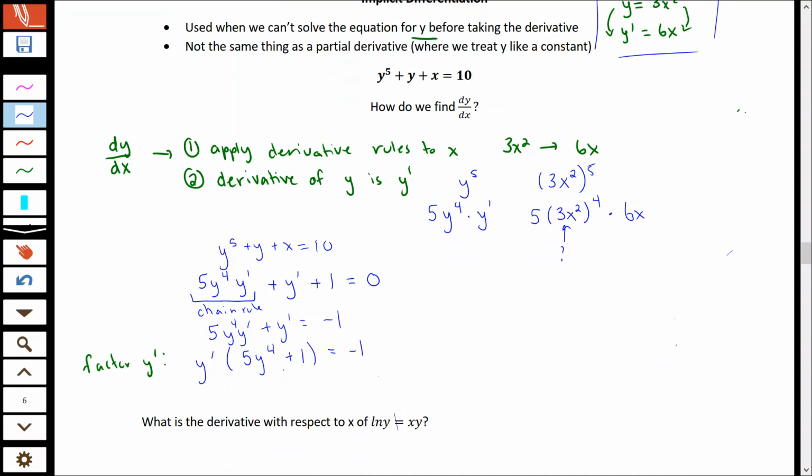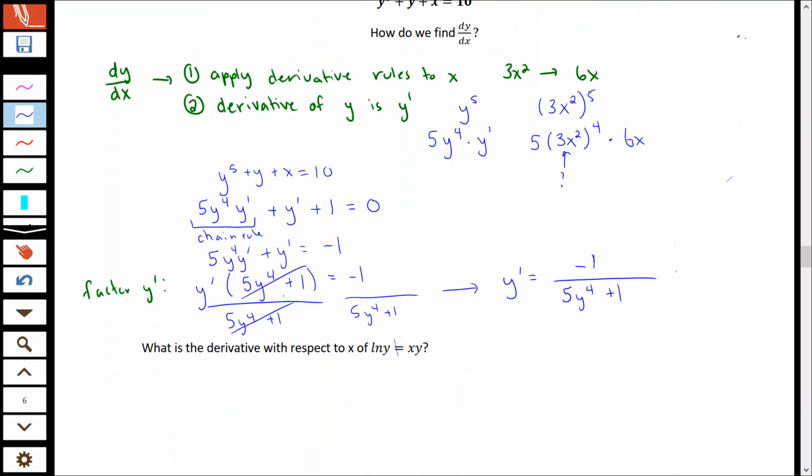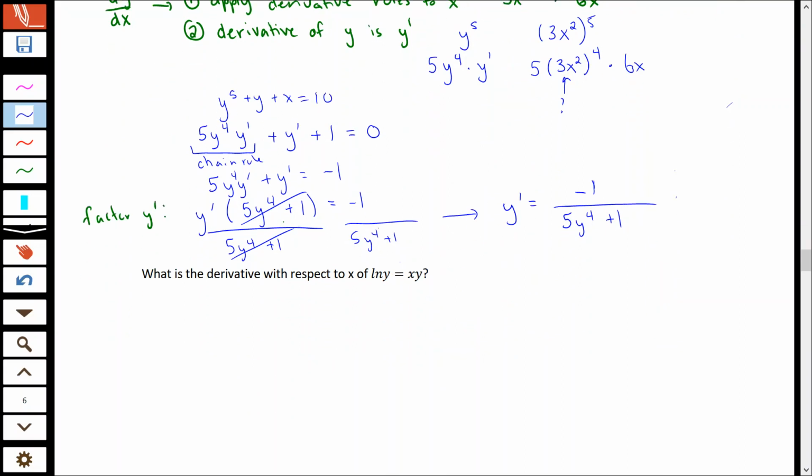And this allows me to divide out whatever I'm multiplying y prime by. So I can divide both sides here by this 5y to the 4 plus 1. That's going to cancel, and my final answer here is that y prime is equal to -1 over 5y to the 4 plus 1. We don't have to go any further than that. We just need to make sure that we have y prime equals. So we're going to step it up a notch. Now it says we'd like to take the derivative with respect to x.